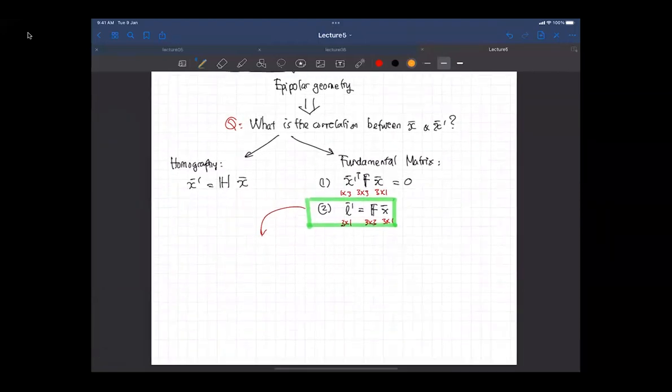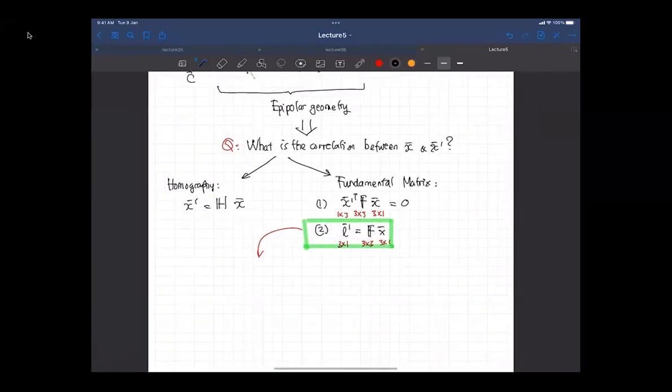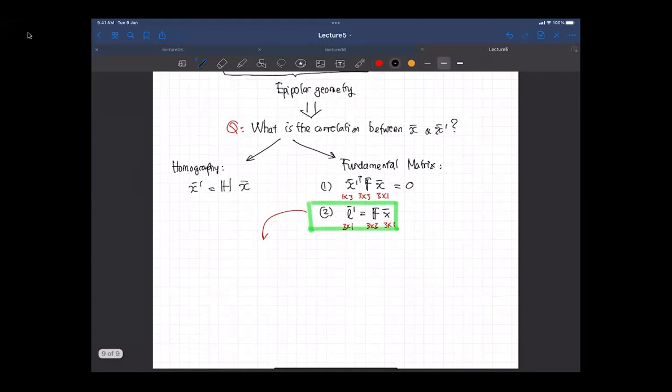Okay, so let's go deeper into this L equals Fx. If you look at the right hand side here, L prime is formed by E prime and X prime. We can get L prime from X prime and E prime, correct? A line is formed by 2 points, and in this case, X prime and E prime. So we get L prime equals X prime cross product with E prime.